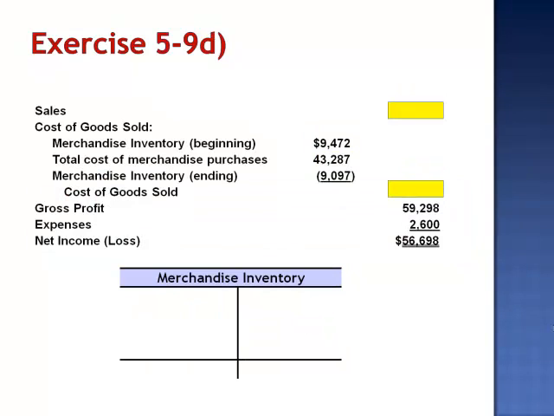Letter D asks us to solve for sales and cost of goods sold. Beginning inventory is $9,472 plus purchases $43,287 minus the ending inventory $9,097 is cost of goods sold $43,662.